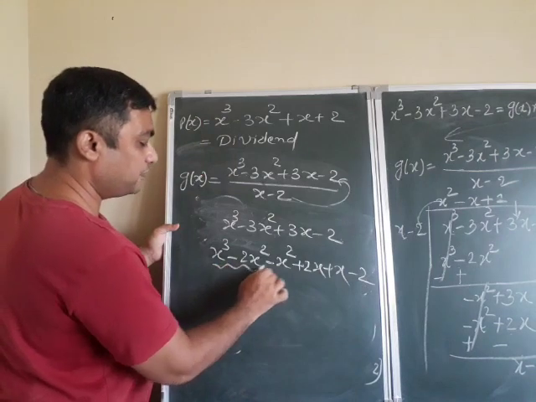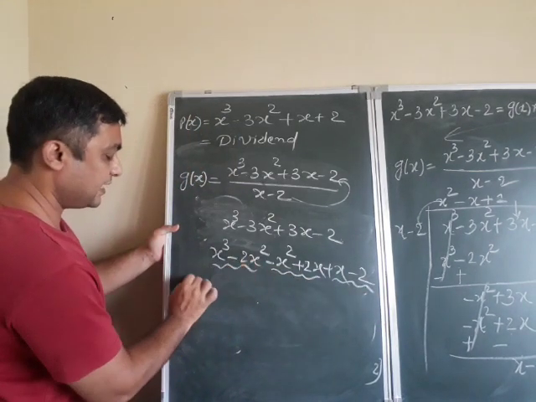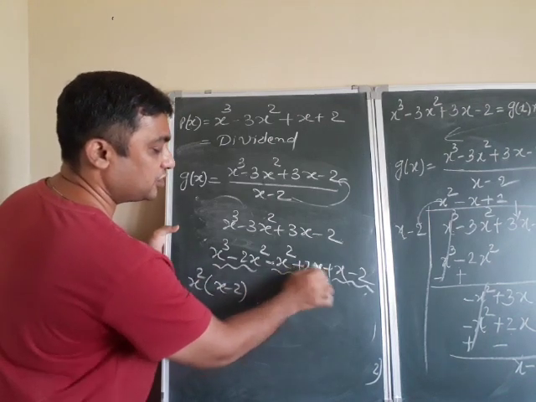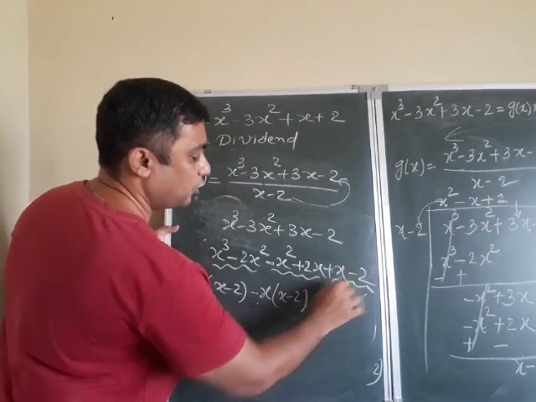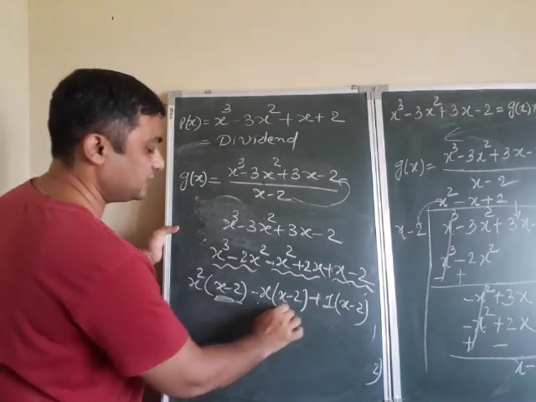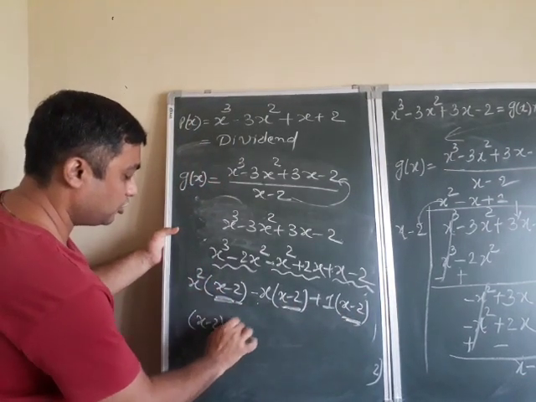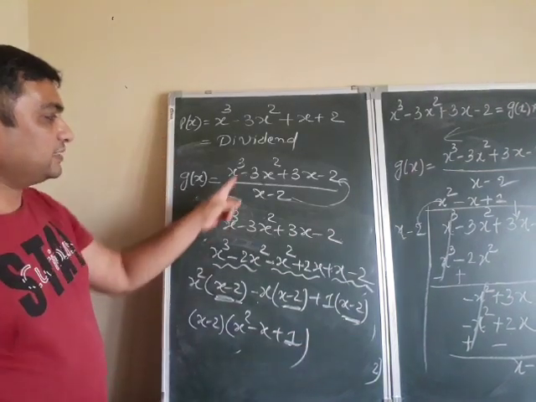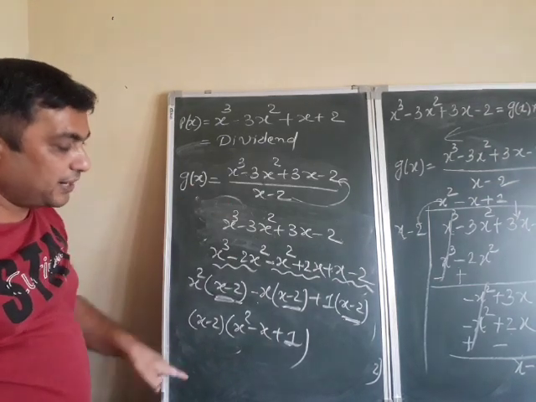Now see, a group of this, and a group of this. From here you can say x square is common, so remaining is x minus 2. From both these terms you can have minus x common, so remaining is x minus 2. And from this, one is common, so it is x minus 2. So from all these three terms, x minus 2 is common, so remaining is x square minus x plus 1. So the factorization is shown. Clear? So this is the way of factorization.